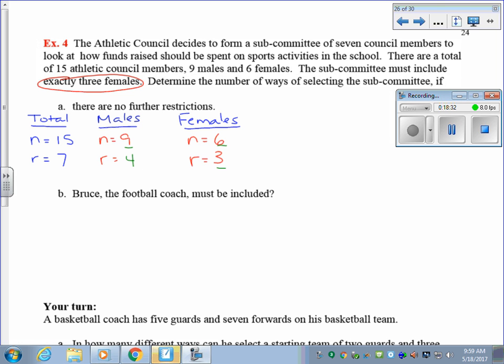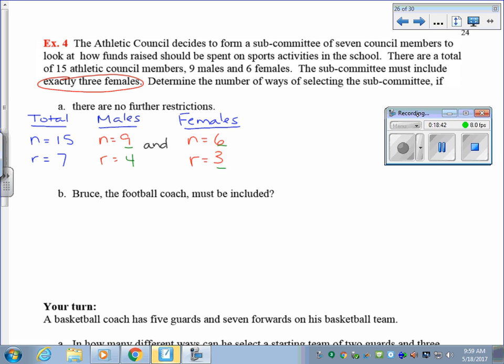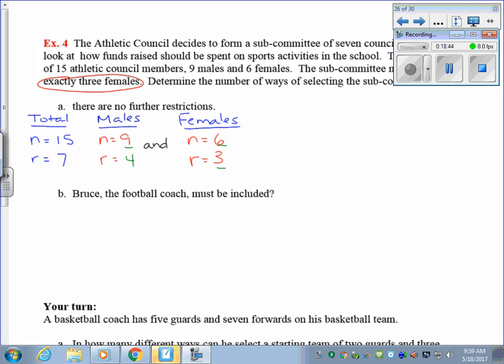And then what we have to do is we need to recognize that this is the word and. We want males and females on the committee, so that means we're going to multiply. Now, I did actually write this down backwards. It's actually the females that I wanted to do first. So we have 6 choose 3 for the females. And for the males, we have 9 choose 4. And then we're going to multiply those together.